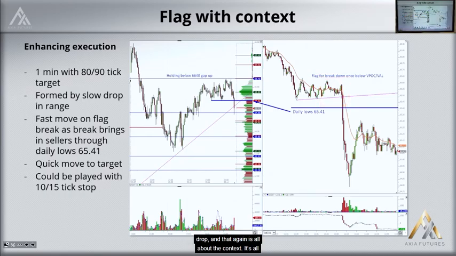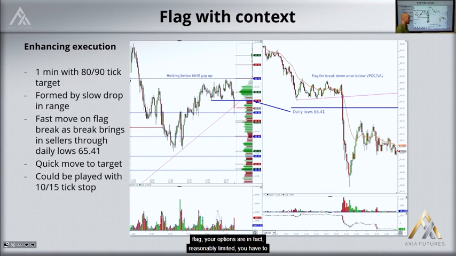And that again is all about the context. It's all about understanding what the flag leads you towards, not just simply saying, oh, well, look, it's a flag break. You need to be able to understand the difference between why this flag drops straight out of the sky and requires a different methodology for execution than the previous.